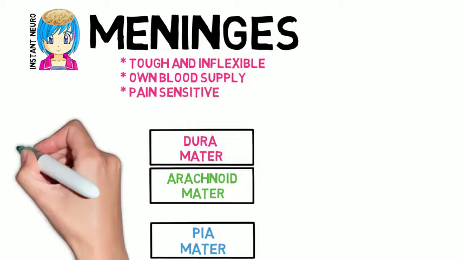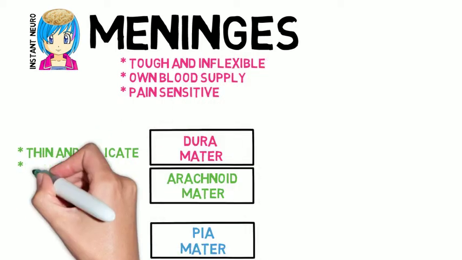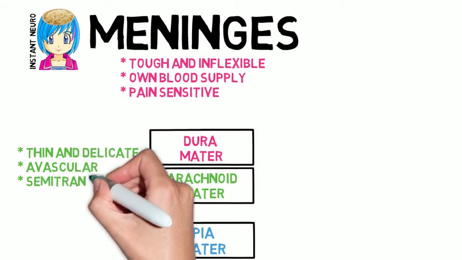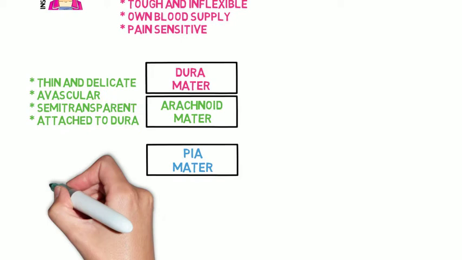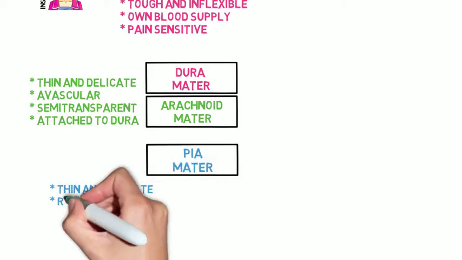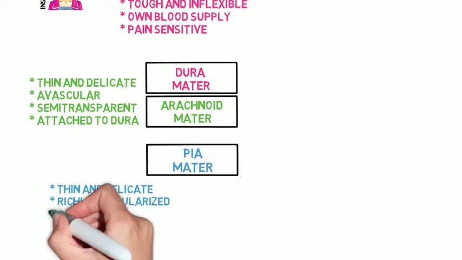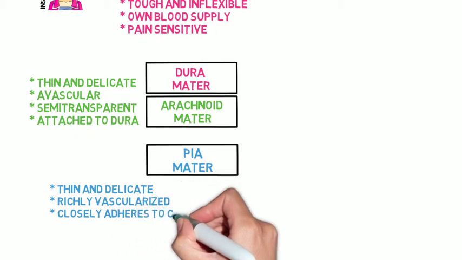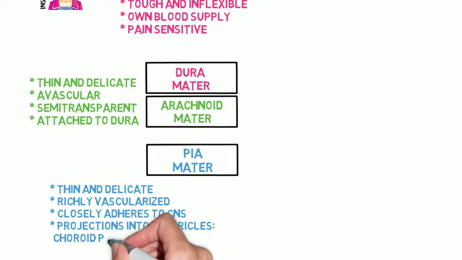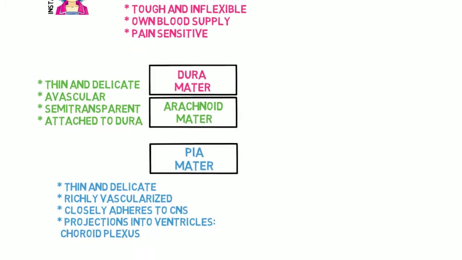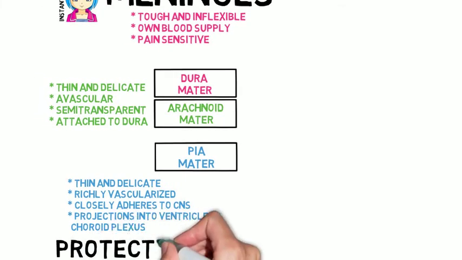The arachnoid mater is thin, delicate, and avascular. It is transparent and attached to the dura. The pia mater is thin, delicate, and richly vascularized. It closely adheres to all external surfaces of the CNS. Projections of pia mater into brain ventricles are called choroid plexus. These 3 meningeal layers serve a protective function for the brain.